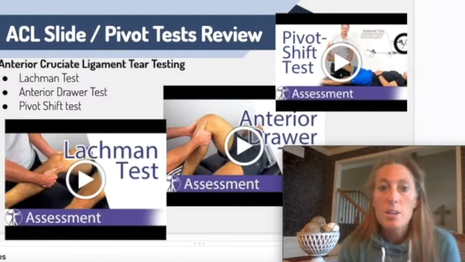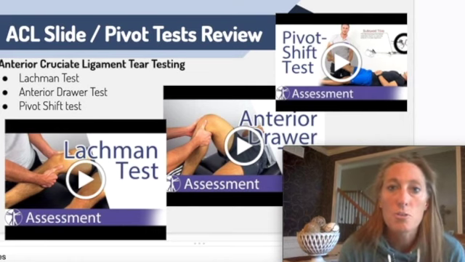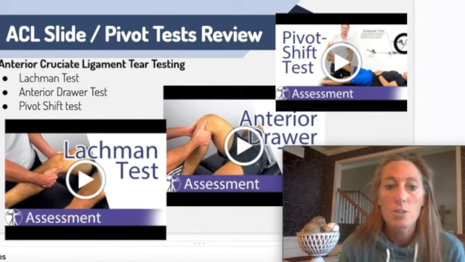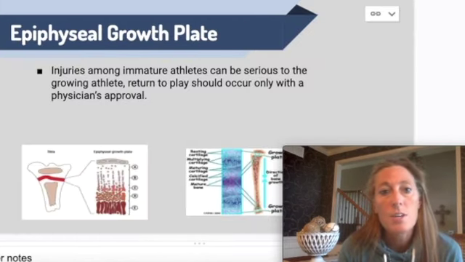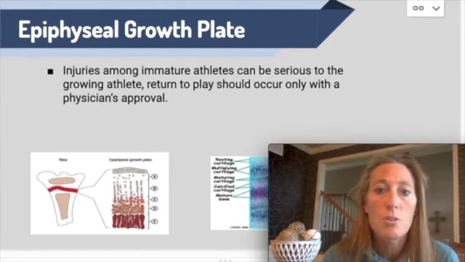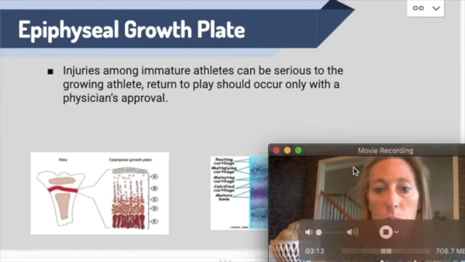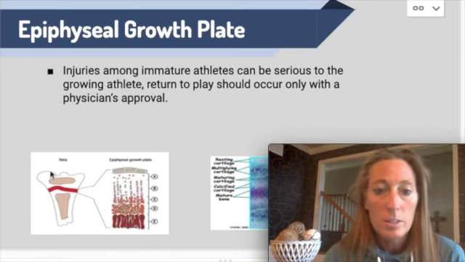Just to review the ACL, there were 3 tests we talked about: the Lachman test, the anterior drawer test, or the 2 slide test, and then there's also a pivot shift test. Next injury is epiphyseal growth plate. This is an injury that occurs among immature athletes, and we've talked about growth plate fractures before in class.